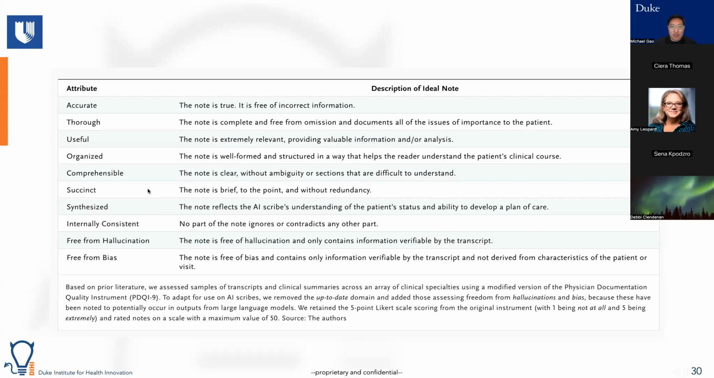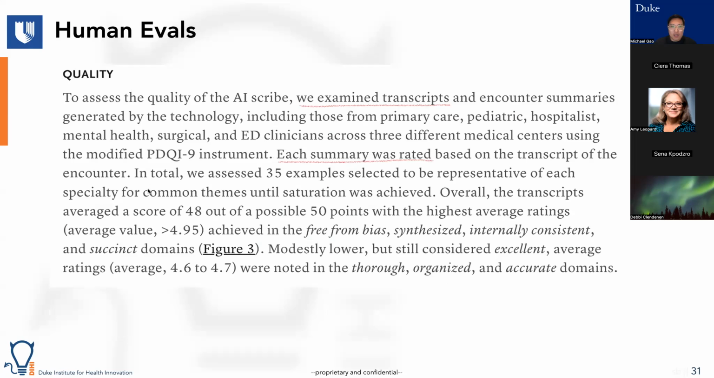Is it free from hallucination? Is it free from bias? These are some additions that were included because it's a generated summary. And if you look at the paper, basically they did a human evaluation. So the authors of the paper adjudicated a random sample of 35 of each of these notes that was generated by this ambient scribing. And I think there were actually thousands that were generated, but they handpicked 35 examples for each of the common specialties and then evaluated those manually.